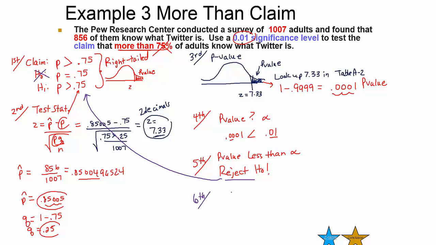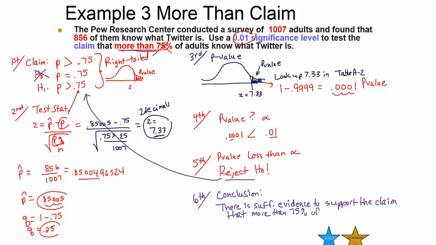So my sixth step is my conclusion. So I'm going to say there is sufficient evidence to support the claim that, and you got to look at the wording. So it says test the claim that more than, so I'm just going to copy that, more than 75% of adults know what Twitter is. So you just have to copy what that statement is. So that is my final conclusion.